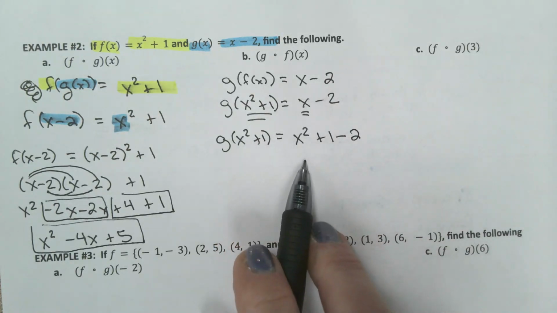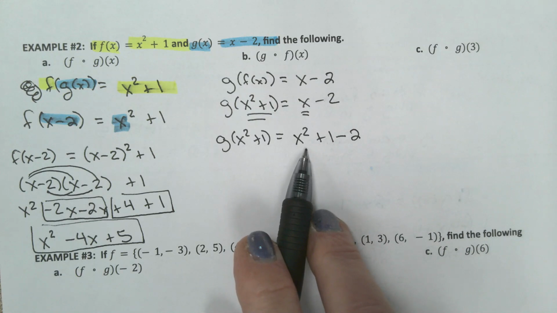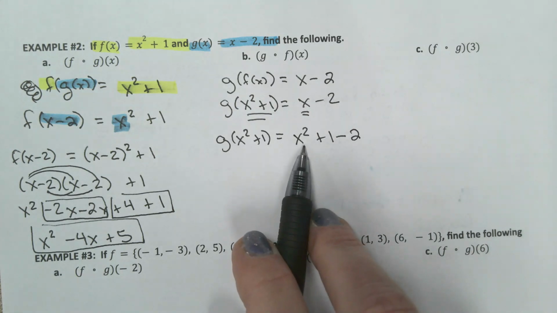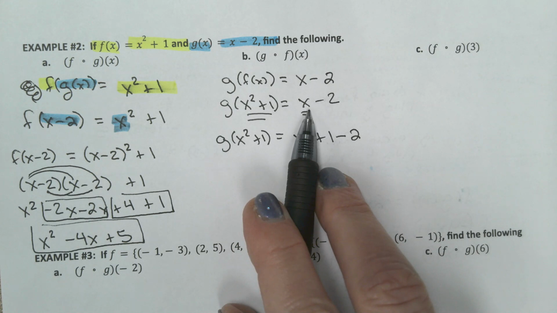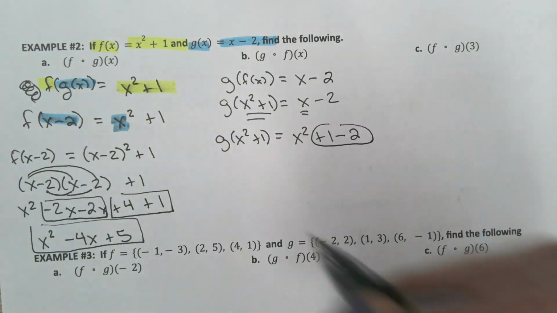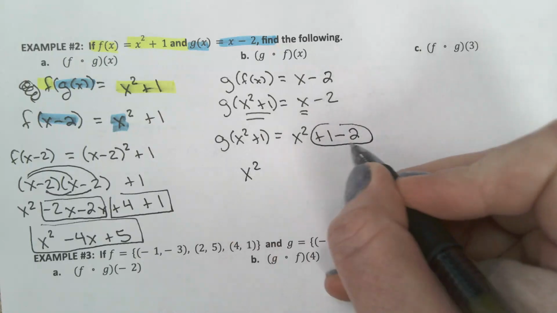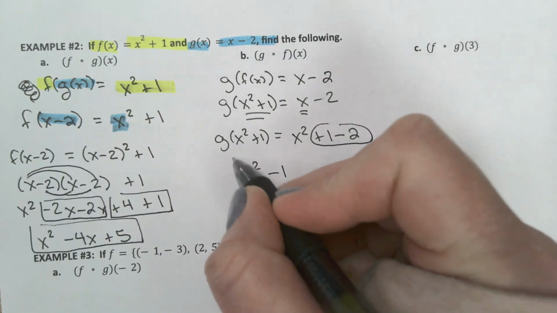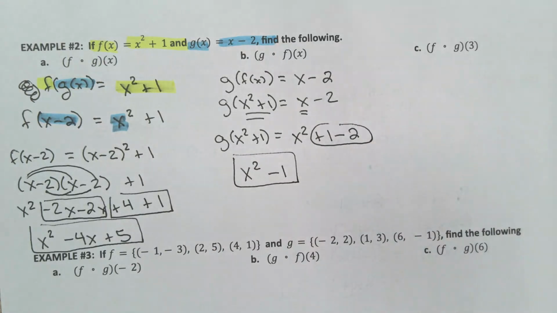So here when I substituted in x squared plus 1, I didn't feel the need to put it in parentheses because there's no operation happening to the x. There's no multiplication, there's nothing being squared. So now all you need to do is combine like terms. 1 minus 2 is negative 1. And you get x squared minus 1.